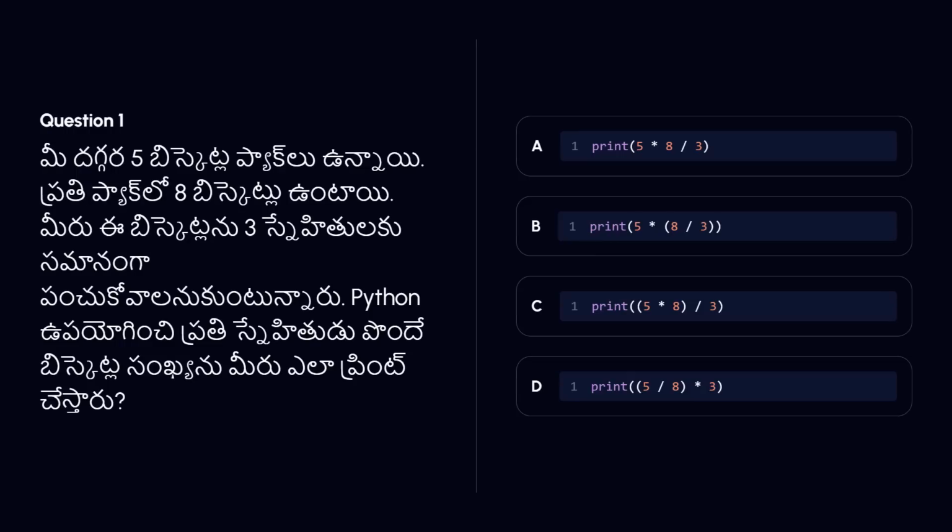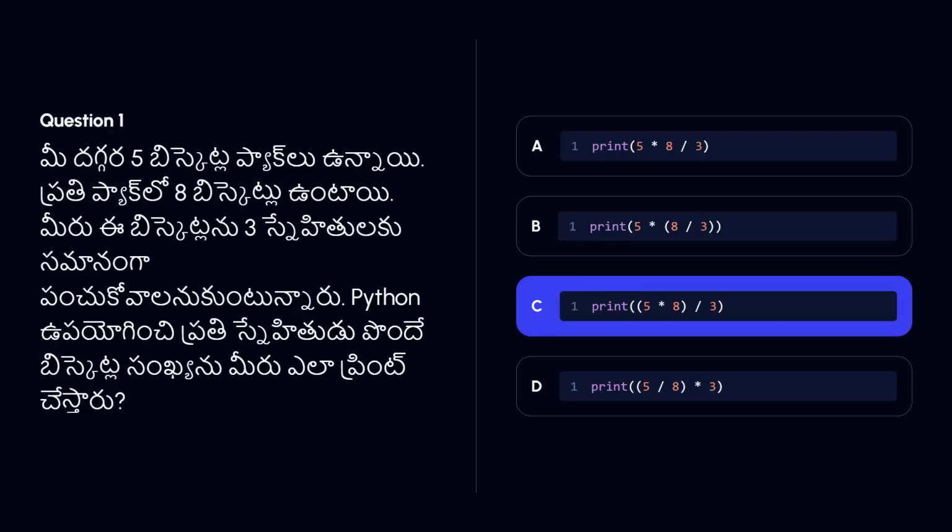So now it's time for a short question. Okay, so you have 5 packets of biscuits and each pack has 8 biscuits. Now you want to share these biscuits equally among your 3 friends. So how do you print the number of biscuits that each friend gets using Python?